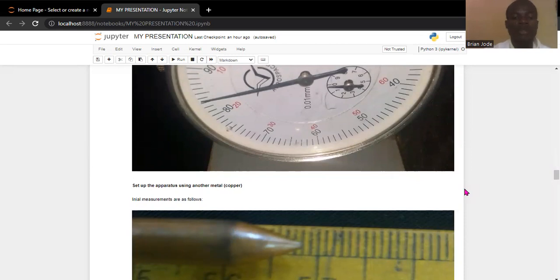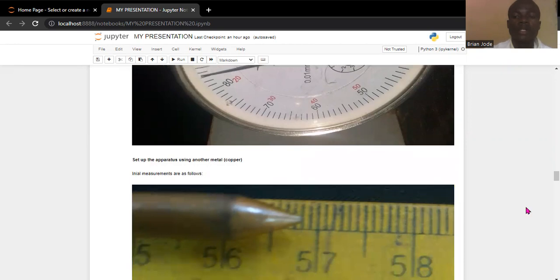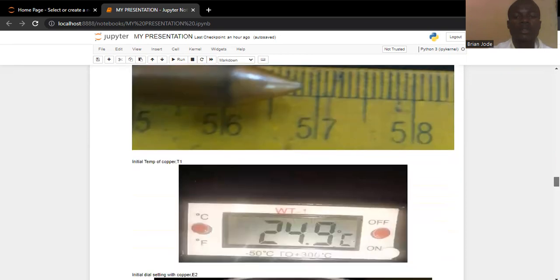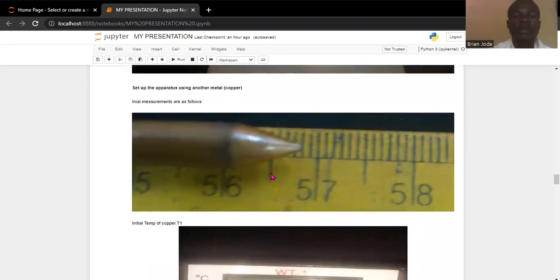So we are also going to use another metal rod, that is copper. And of course, we are supposed to follow the same procedures, that is taking the initial measurements before we fix the metal rod into the metal tube and allow it to expand when we introduce steam to it. So the initial length of copper was as indicated here.